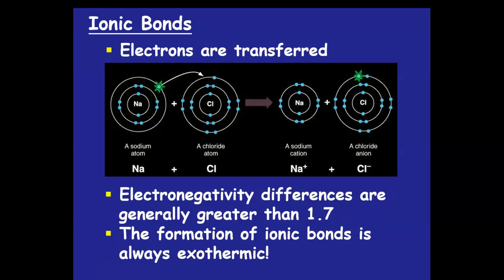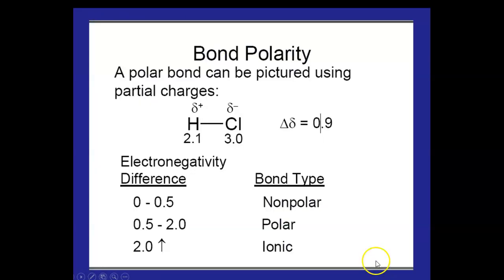As I mentioned earlier, electronegativity differences in ionic bonding are generally considered to be greater than 1.7. The formation of ionic bonds, remember, is always exothermic, because the energy of the two atoms, the sodium in this case and the chlorine in this case, is always higher than that of the two ions after the chemical reaction.